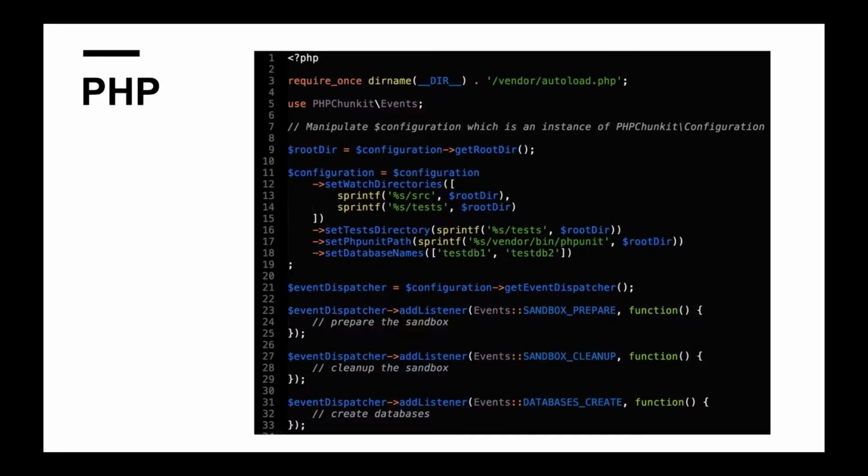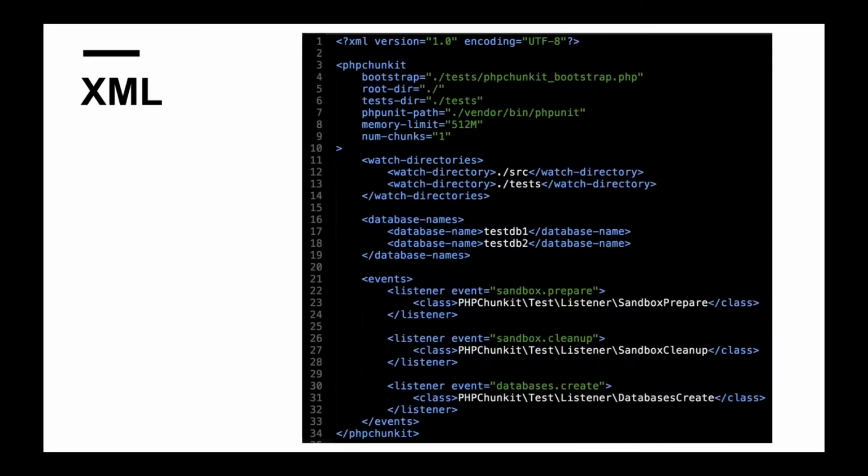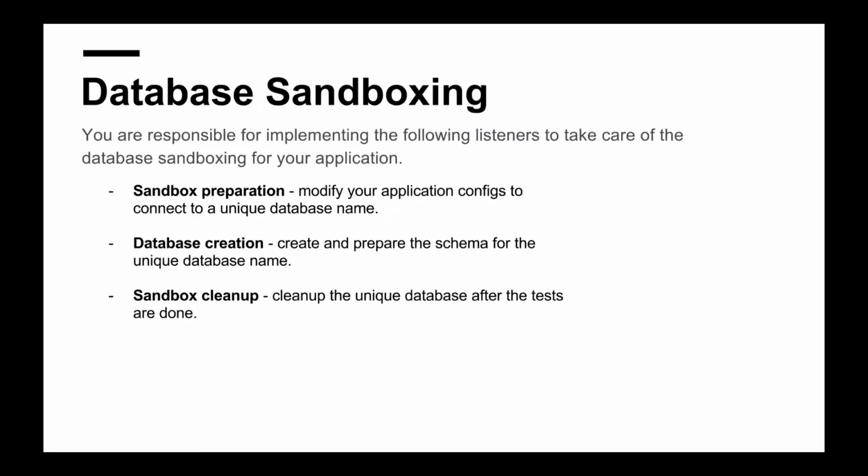And I'll show you a little bit more in the next few slides about how you actually accomplish setting up the Sandbox databases so you can actually run these functional tests in parallel on the same server without the different tests stomping on the same database. You can also configure PHPChunkit with XML, basically the same parameters that you can do with PHP.